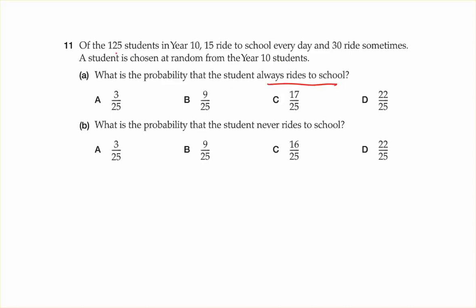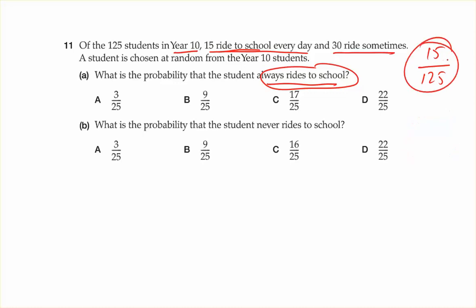Okay, let's read the information. Of the 125 students in Year 10, 15 write to school every day, 30 write to school sometimes. Now, our total is out of 125 because there's 125 students. We know 15 ride every day to school. So, always write to school is 15 out of 125. All I'm doing is simplifying that probability.